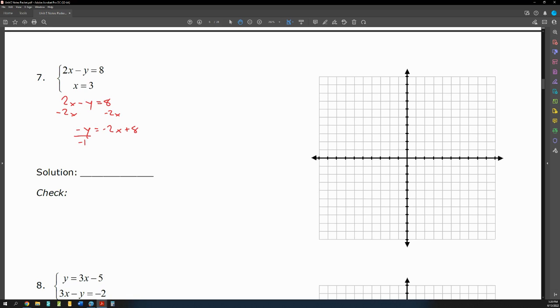And last, I'm going to get rid of that negative out in front, so divide both sides by negative 1, and I get y equals positive 2x minus 8. So that tells me that my slope is equal to 2, or 2 over 1. And my y-intercept is equal to negative 8, which has the coordinates (0, negative 8). We'll go ahead and plot that point, and then use our slope, 2 over 1, to plot other points on the grid. So go ahead and plot as many as you can.